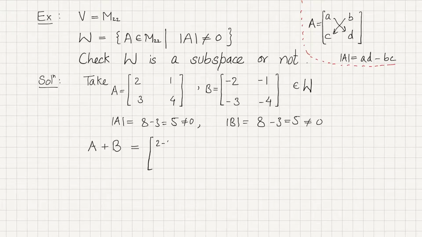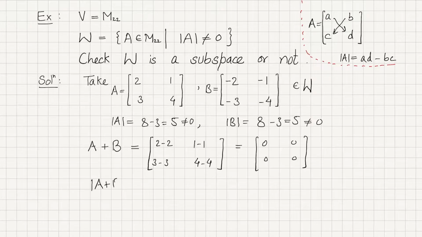Now if you check the determinant of A plus B, with component-wise addition, you will have a matrix. If you find the determinant of A plus B, it will be 0 minus 0, which is 0. So we can say that this A plus B is not in W. W is not closed with respect to addition. So W is not a subspace.